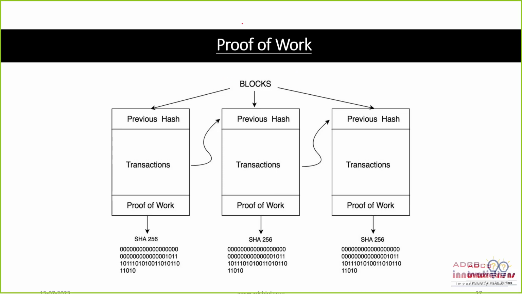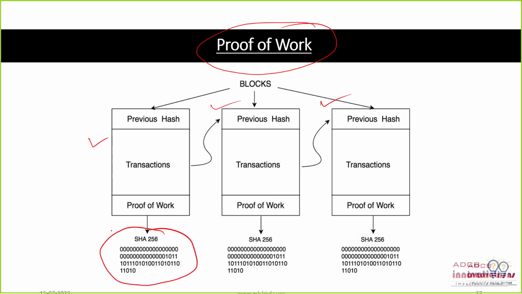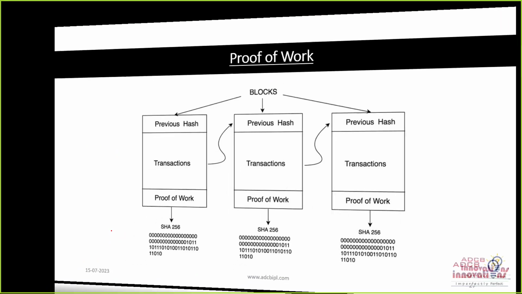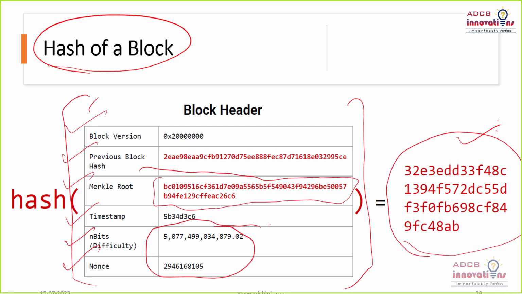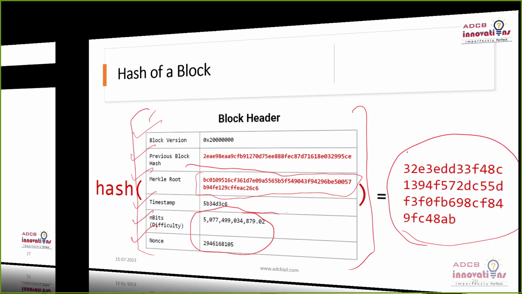Okay, so what happens in this proof of work? We can see here, this is block 1, block 2 and block 3 of a blockchain. Every block has its hash, and I have already told you how the hash of a block is computed. I will just move towards the next slide for a second. So you see, this is how the hash of a block is constituted. This we have discussed in the previous video.